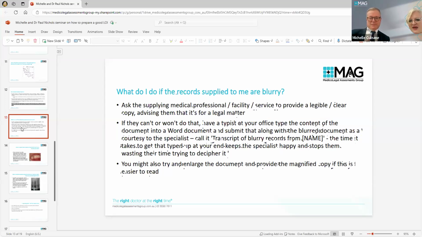You can expand the image. You can contact the provider of that document and ask them to provide you with a better copy. Or, as I say, get a typist in your office or somebody to type up the content of it, label it "transcript of blurry document" and attach it, so that as a courtesy, the specialist can properly access and assess that information.